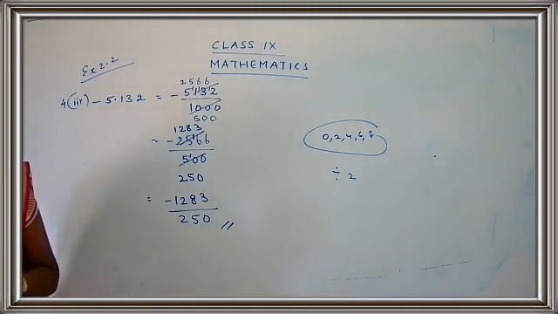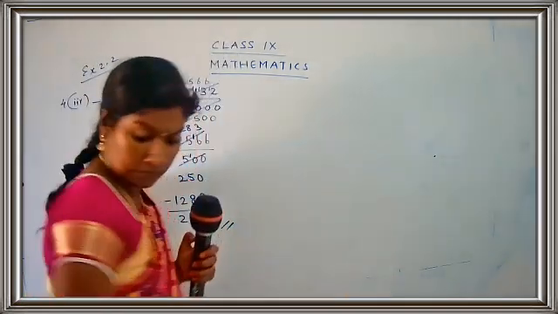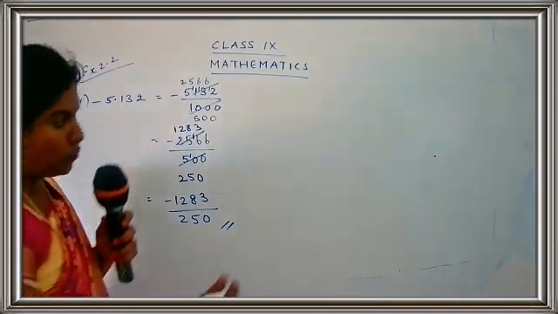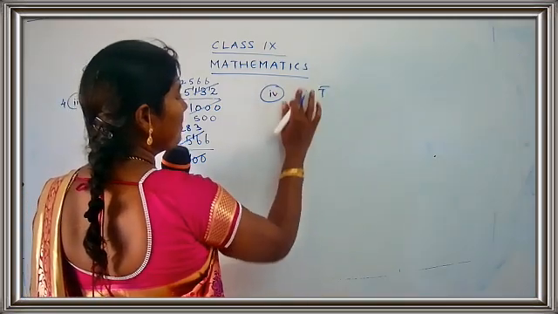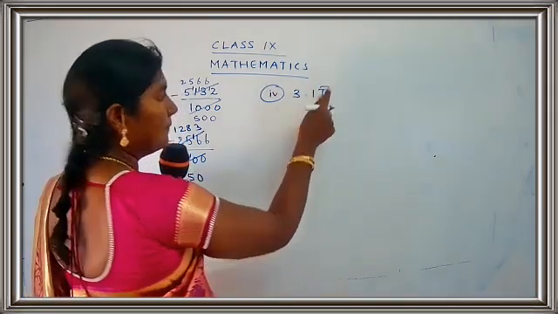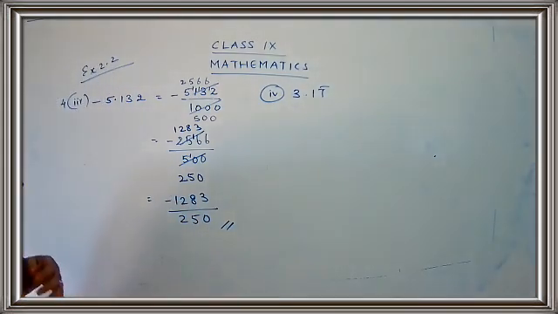Now let's go for the fourth sum. Take on the fourth question. 3.17 bar. Sum number 4, 3.17 bar. Write down the bar properly. The bar is only for 7. It is not for 1. Yes? So write down the question properly.